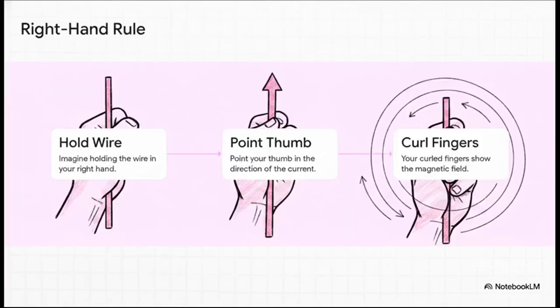Seriously, try it with me right now. Hold out your right hand. Pretend you're grabbing the wire, point your thumb in the exact direction the current is flowing. See how your fingers naturally curl inward? Those curled fingers perfectly represent the concentric, circular field lines wrapping around the conductor.